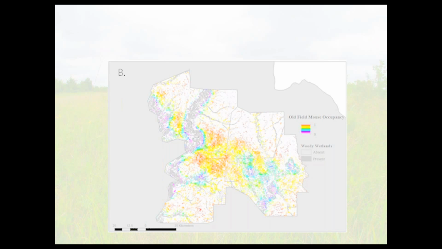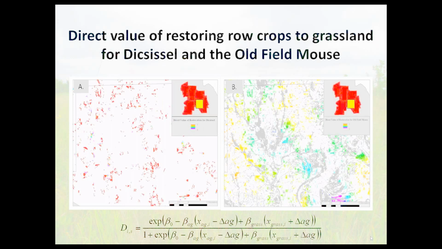And so the second step is then to assess the occupancy of old field mice throughout the region that we're exemplifying here. The next step is to independently calculate the direct value of those sites.